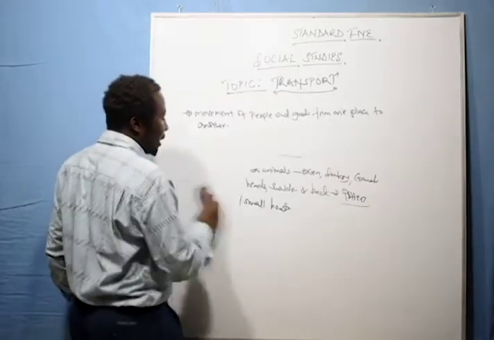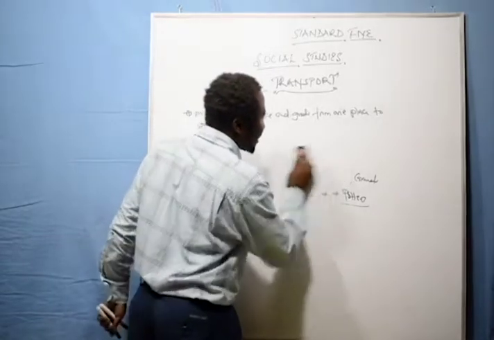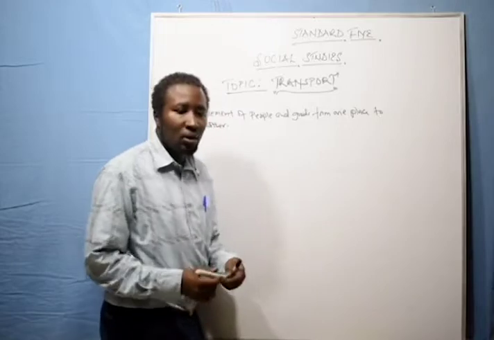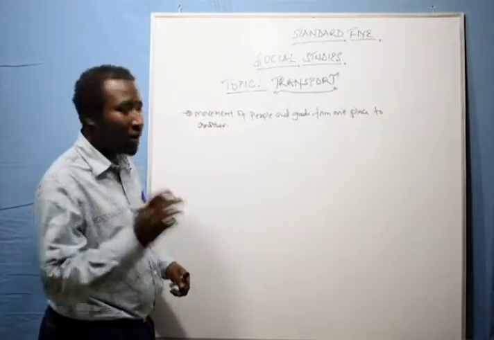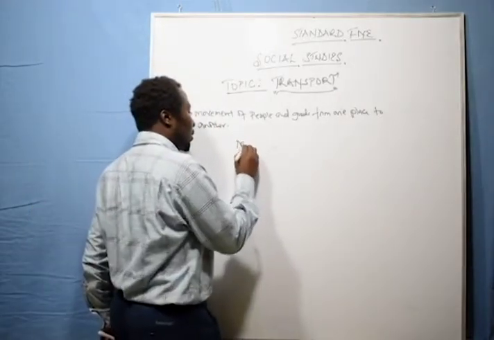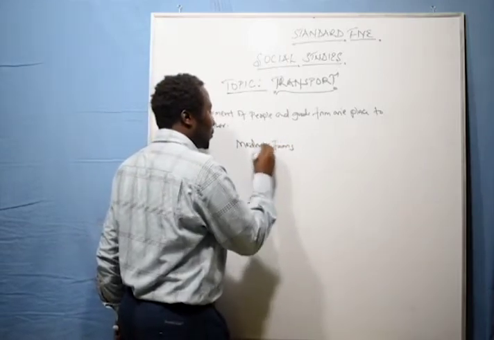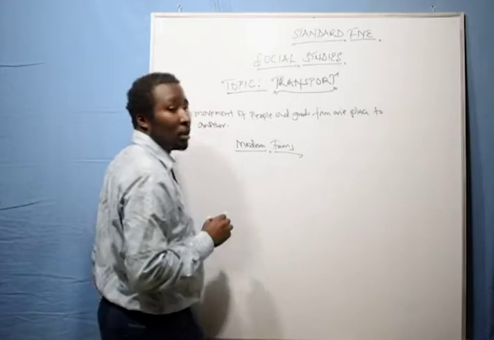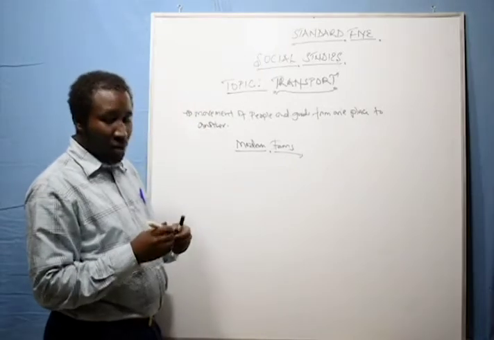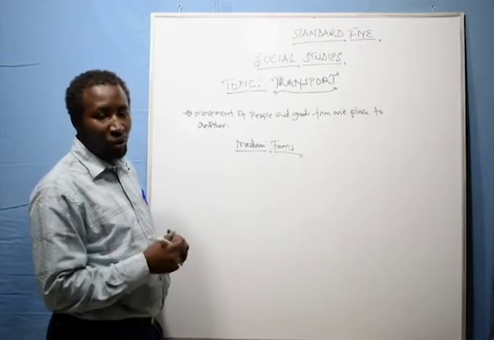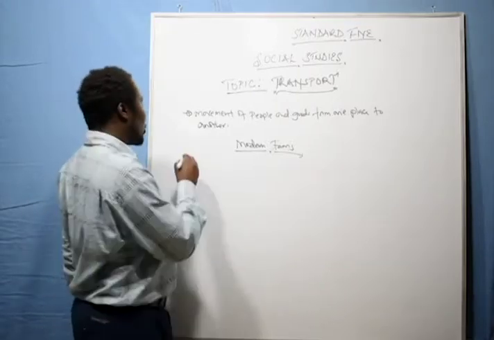Now, very quickly, I would like us to look at the present forms of transport, or modern. Modern forms of transport. So the modern forms of transport that we have today, that we are looking at. One, we have what we call the road transport.